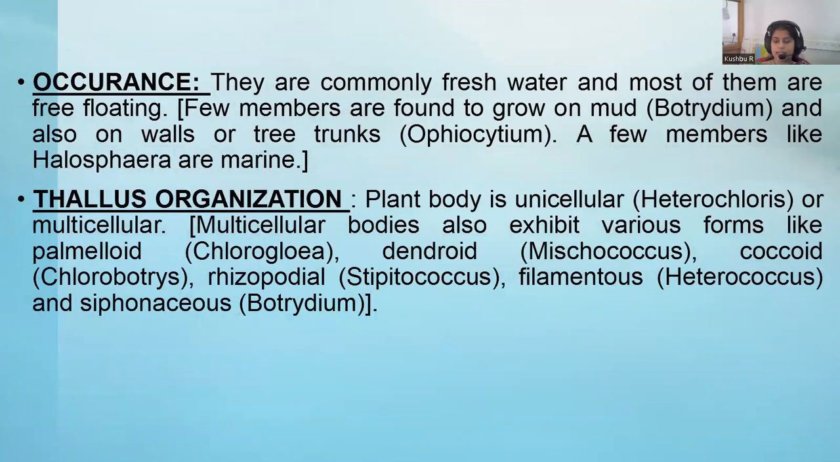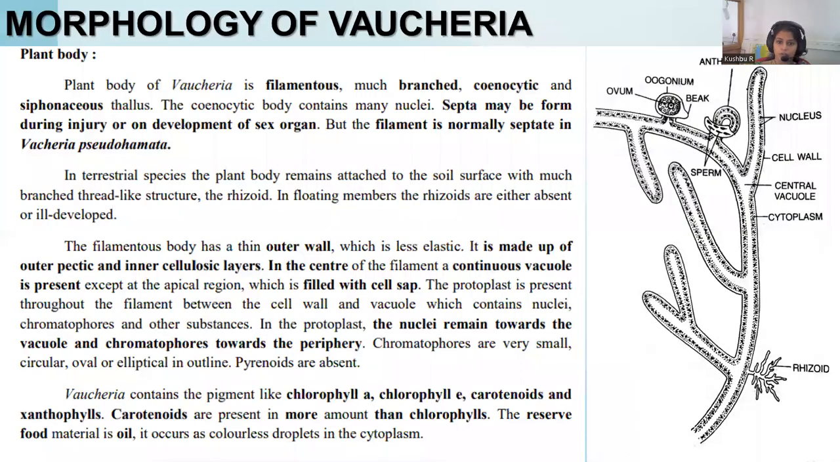Occurrence is generally seen in fresh water, sometimes free floating or sometimes attached. The thalli is unicellular, siphonous body. Coenocytic condition is seen, as in the nuclei in the thalli can move freely because there is no septum restriction. This is the morphology of Vaucheria.